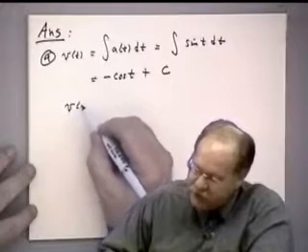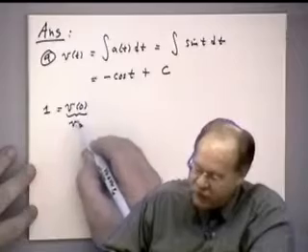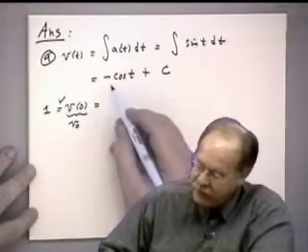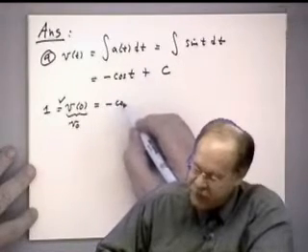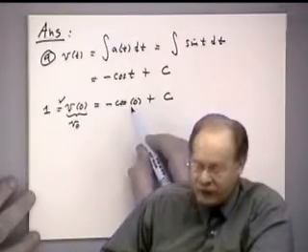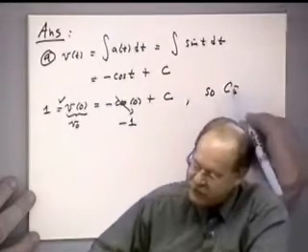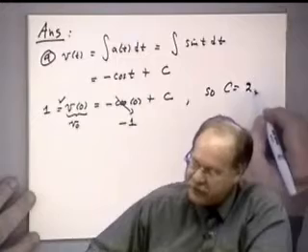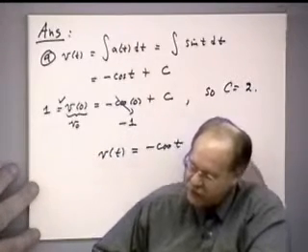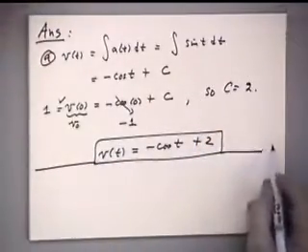Now I'm given the information that v naught, the velocity at time 0, is given to be 1. On the one hand, on the other hand, it must satisfy this, so this must be minus cosine of 0 plus c. Well, the cosine of 0 is 1, so this piece becomes minus 1. So that means that c is, put the 1 on the other side, so c must equal 2. So I have the velocity function now is minus cosine t plus 2. So that's what you should have gotten for the velocity function.